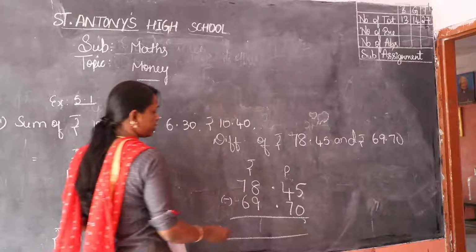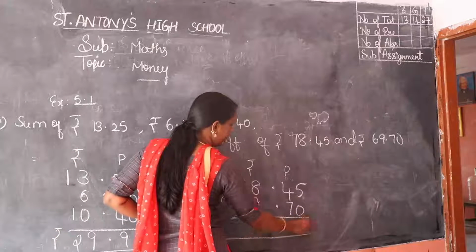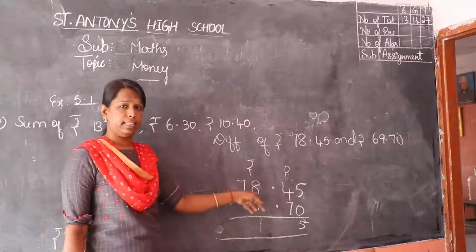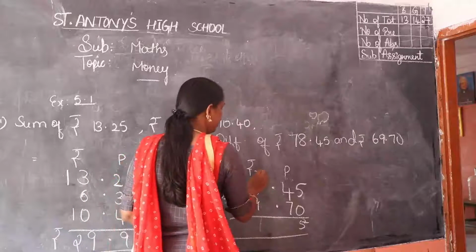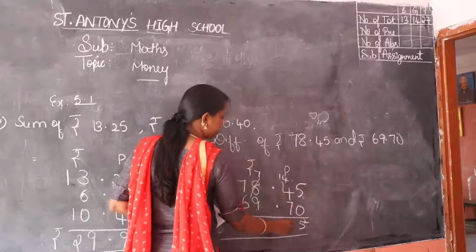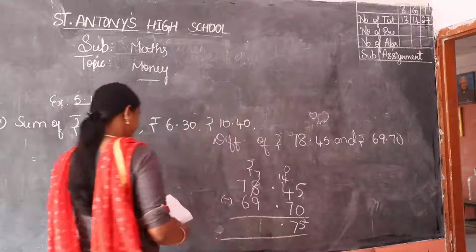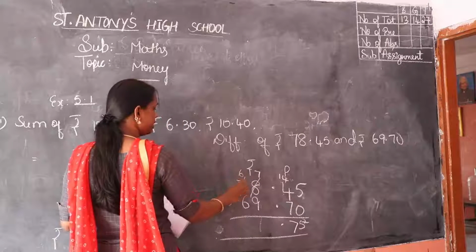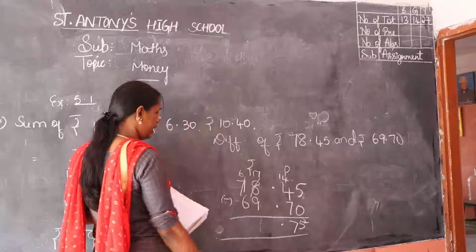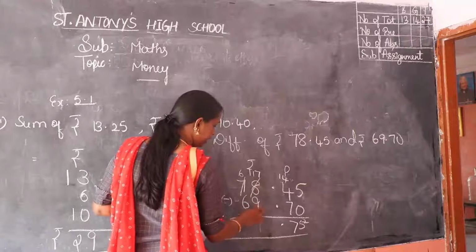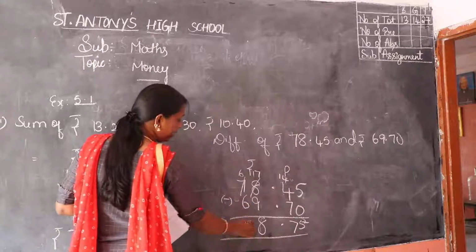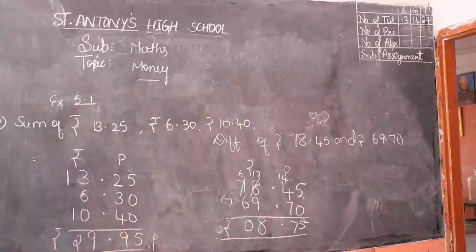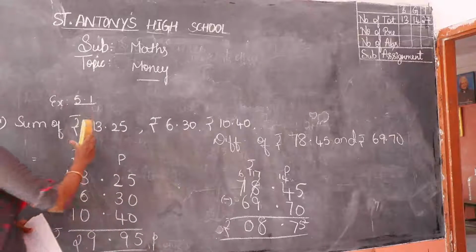Now what do we have to do? Subtraction. Difference means subtraction. 5 minus 0 we get 5. Here 4 minus 7 is not possible. Take a borrow from the nearest one. This 8 becomes 7. This 4 becomes 14. 14 minus 7, 7. Point. And here 7 is there, so this 7 becomes 6. This becomes 17. 17 minus 9 becomes 8. 6 minus 6, 0. Answer is rupees 8.75 paisa. Okay children, and next we have to multiply the money.